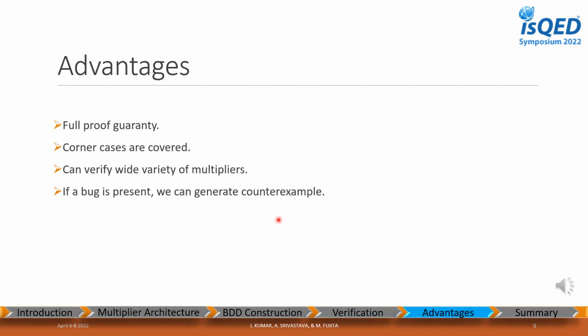I would like to briefly present the advantages of equivalence checking using BDDs. This method can give a foolproof guarantee and we can easily cover corner cases. This method can work independently of the multiplier architecture and can verify a wide variety of multiplier circuit structures. We can easily generate counterexamples to detect bugs and to localize the bug. Moving to the next slide.